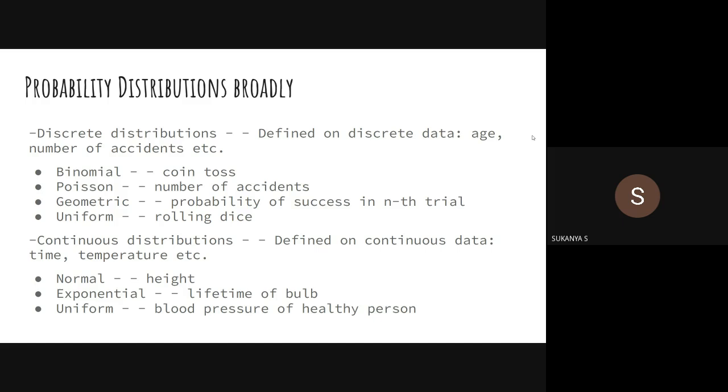Next is the Poisson distribution. Poisson has a single parameter called lambda. It is usually used to denote rare events. I've written an example of the number of accidents, but in a printed book, for example, this is one of the standard examples used to explain the Poisson distribution. You can probably find one mistake per page, but when you take the whole book, the probability of occurrence of a mistake is very small. Such rare events are usually characterized by a Poisson distribution.